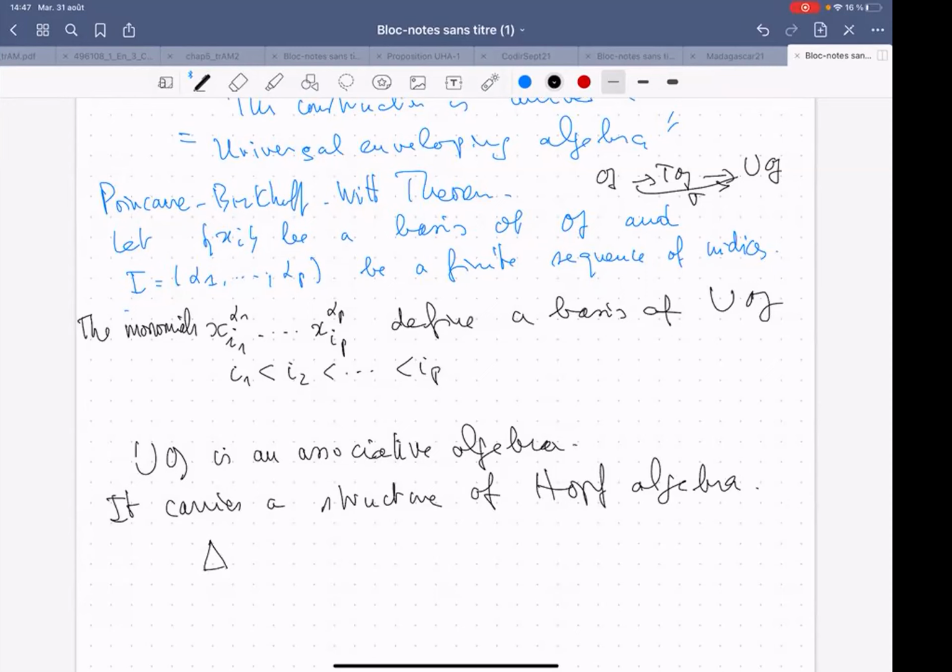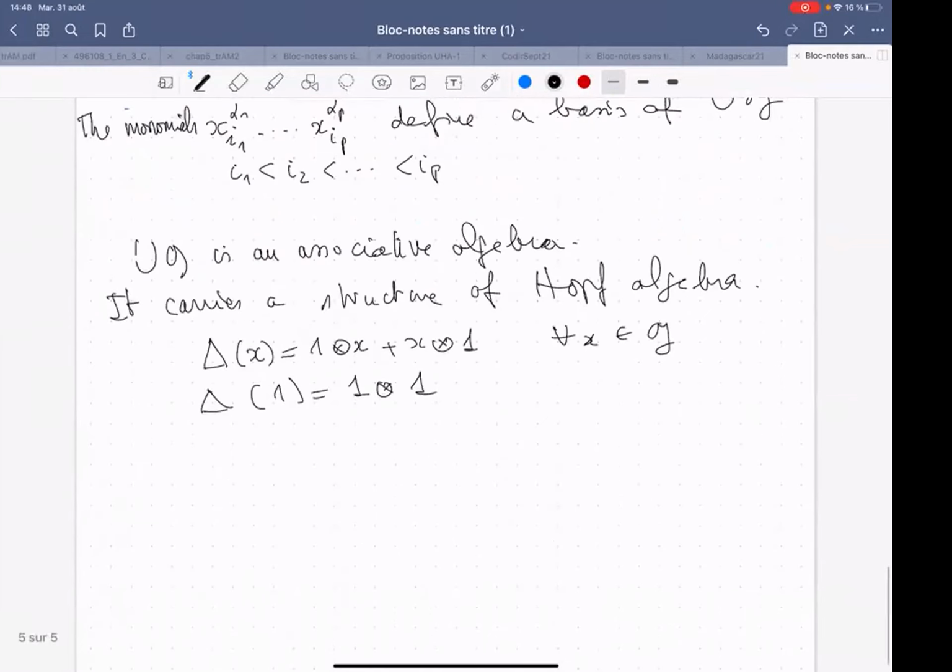Delta of x is 1 tensor x plus x tensor 1 for any x in J. And we have also to define it on the unit. Then delta of 1 is 1 tensor 1. Then this is the co-multiplication.